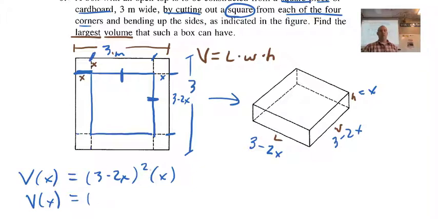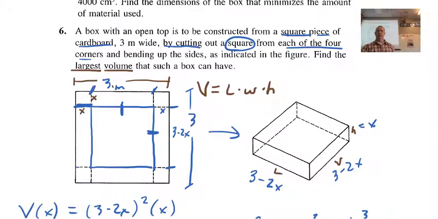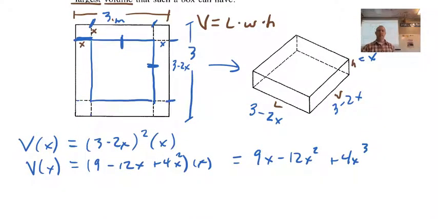Or you could just say, okay, if this is squared, that's going to be 9 minus 12x plus 4x squared, and then times x. Sorry, there's going to be a square there somewhere. So this is going to be 9x minus 12x squared plus 4x cubed, if I did that right in my head. You guys agree with that? Yeah, you okay with that? So now you can do the derivative, and I'm going to let you guys take it from here, because I've done most of the work. So you guys take it from here and come up with the largest volume.